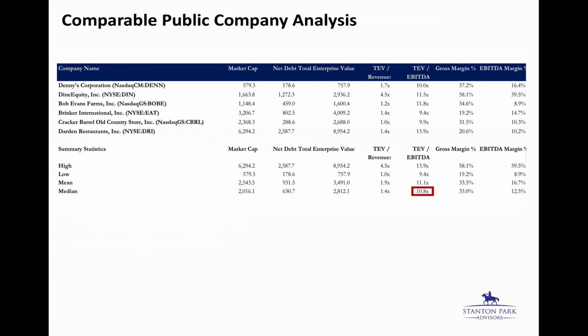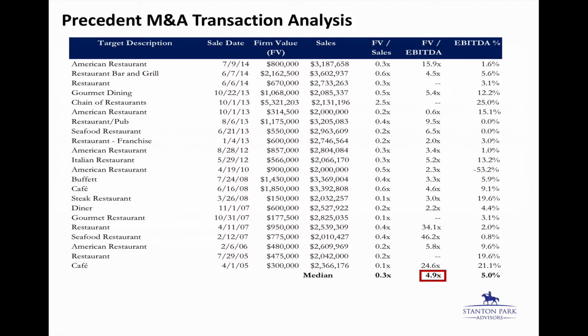In our analysis of precedent mergers and acquisitions, we pulled a list of relevant restaurant sales that happened in the recent past. We can see that the median firm value to EBITDA of these 20 or so transactions is 4.9.